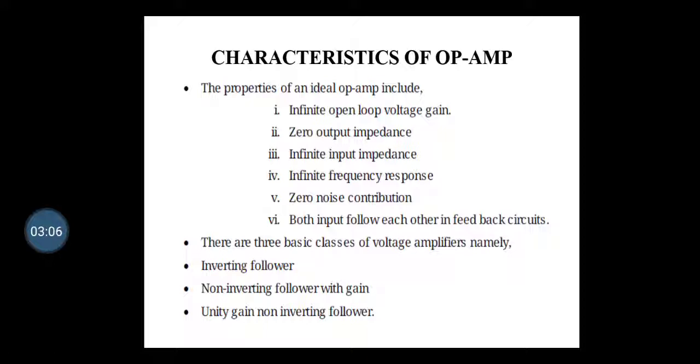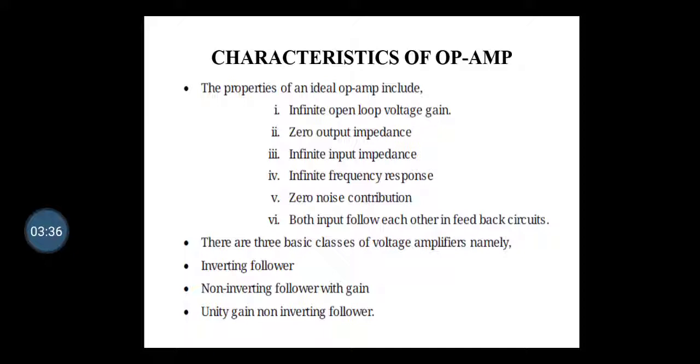Then the characteristics of the operational amplifier. The main characteristics are: first, it has infinite open loop voltage gain, then zero output impedance, infinite input impedance, infinite frequency response, zero noise contribution, and both inputs follow each other in a feedback circuit. These are all the important properties of the operational amplifier. This may be asked in a 1-2 mark question.